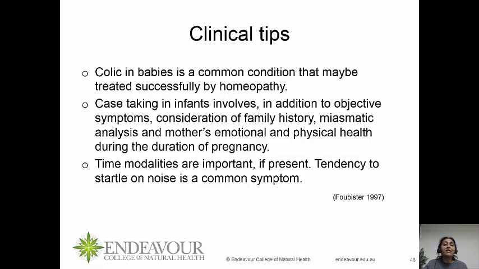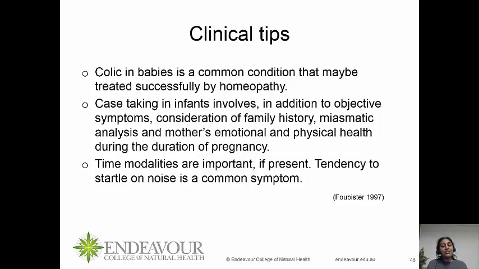Now, another common condition that we see in clinic is colic. Colic in babies is a very common condition. In this case, case taking in babies and children is quite different, because here observation is all important. With the colic, what is the baby doing? What is the infant doing? Are they crunching up or are they stretching back?